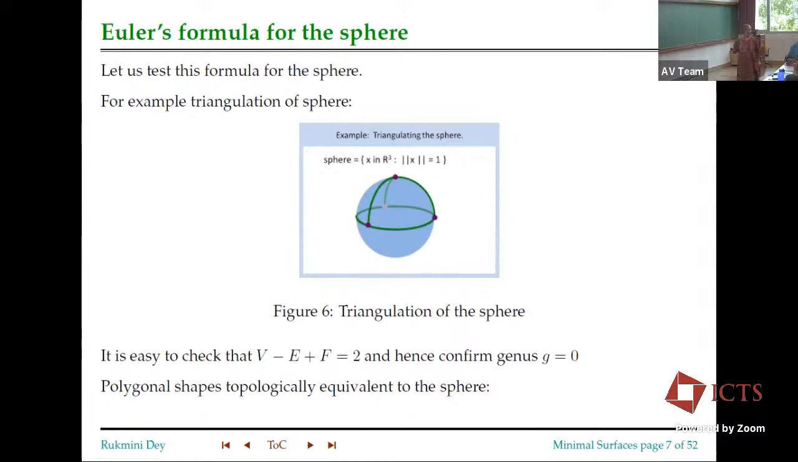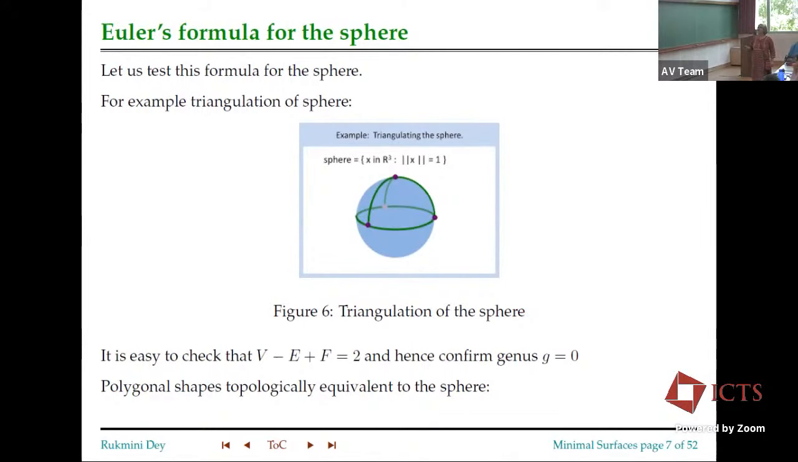1, 2, 3, 4. 4, right? E? 6. F? 3. 1, 2, 3, 4. This one is also a triangle. If you visualize it, the bottom is also a triangle, right? So V is 4, E is 6, F is 4, so 4 minus 6 plus 4 is 2. And 2 minus 2g was this, so g must be equal to 0, as confirmed by Euler's formula, okay?